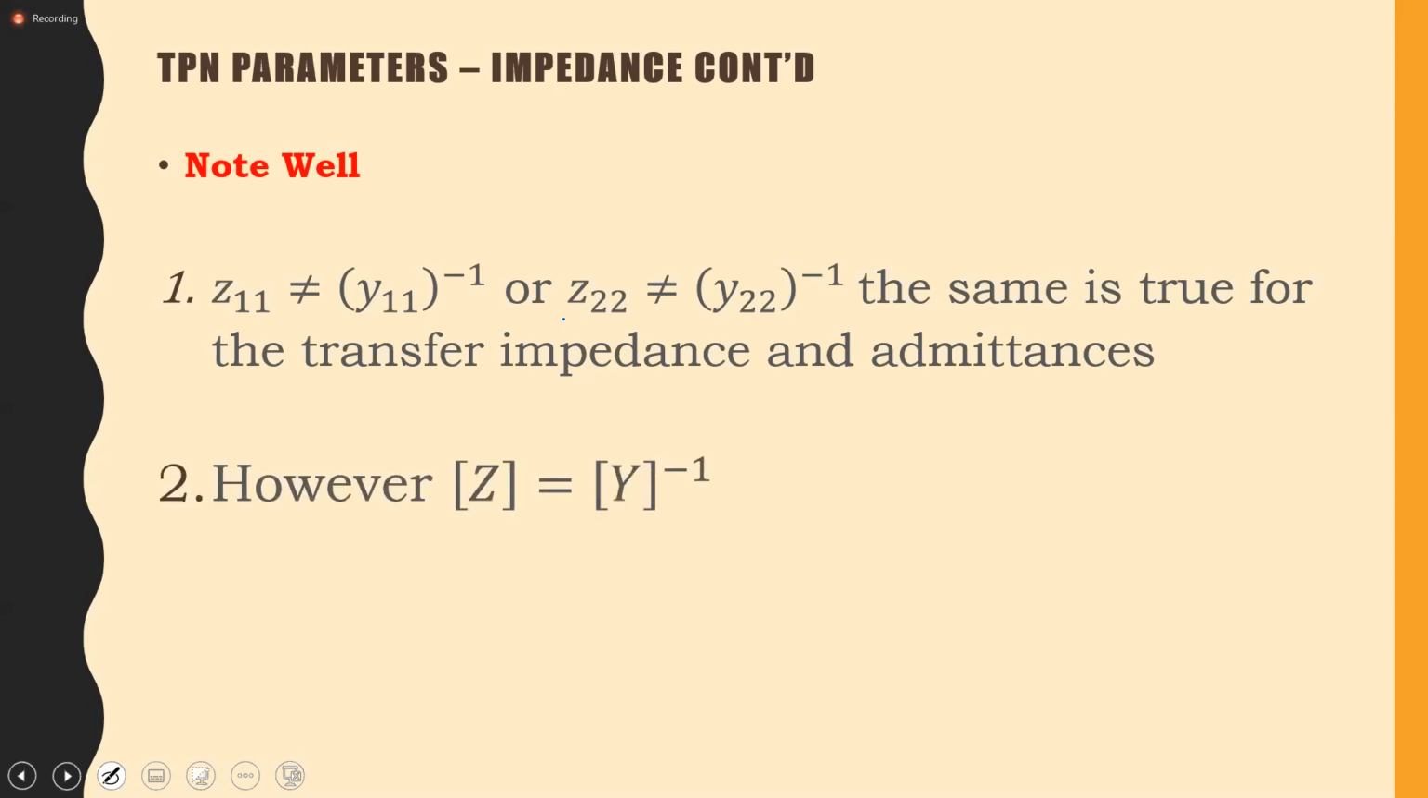So the individual parameters cannot simply be inverted for you to find the corresponding impedance and admittance. However, the inverse or the reciprocal of the entire matrix will give you the corresponding matrix. So in other words, the impedance matrix can be found by finding the inverse of the admittance matrix and vice versa. All right? That is something that we need to know.